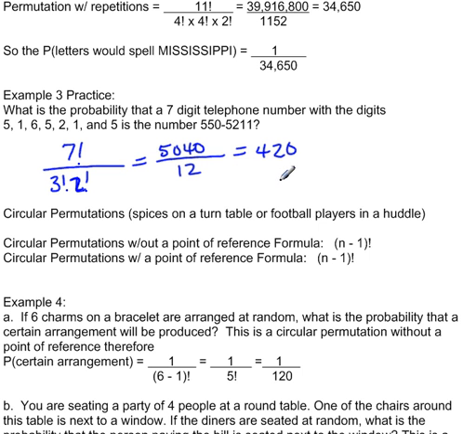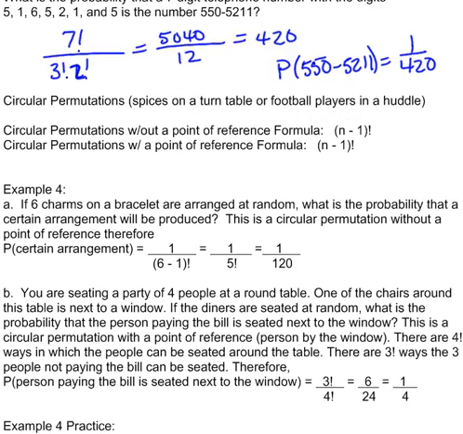Okay, so the probability that you will get the number 5505211 is going to be 1 out of 420. I'm hoping that you're getting the hang of this now.